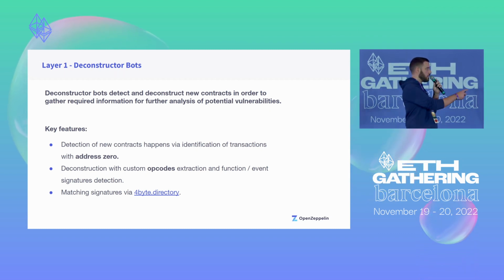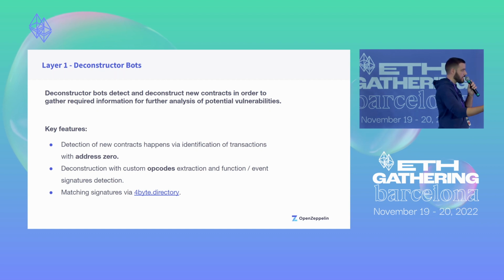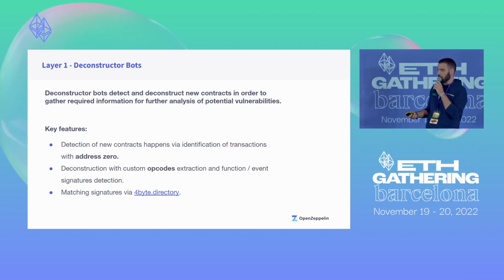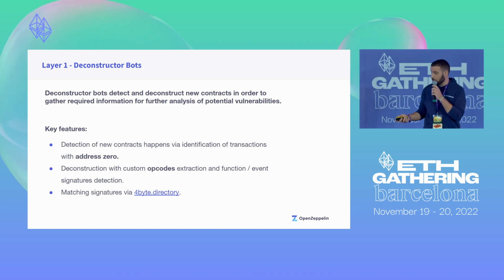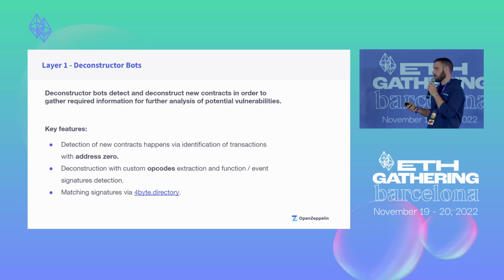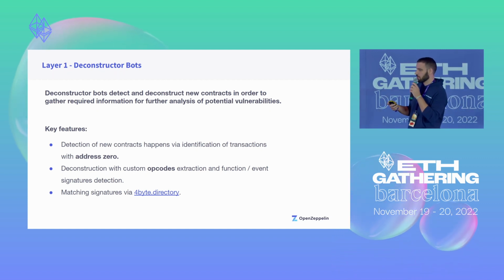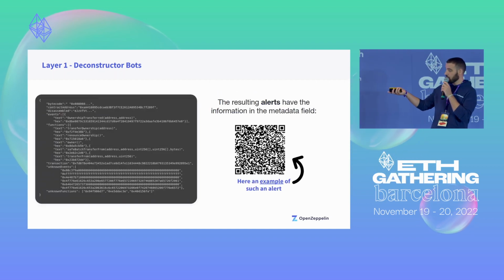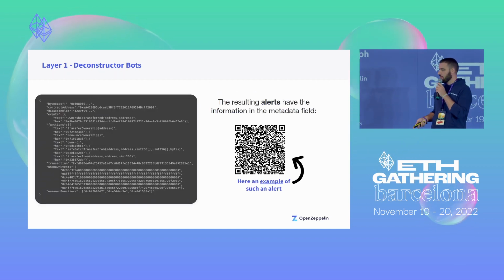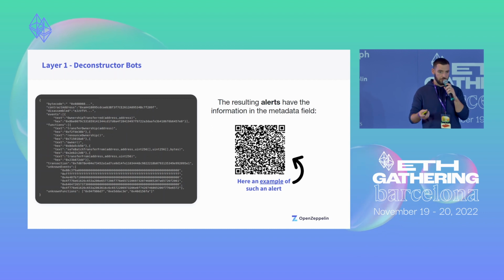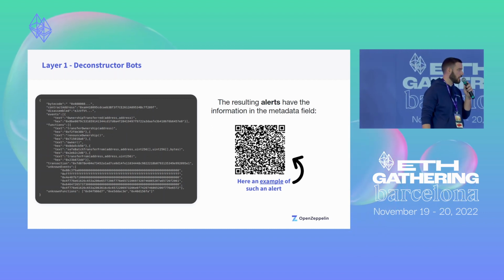It detects newly deployed contracts with transactions to the 0 address with some code in it. That means a contract is possibly deployed. We can extract the bytecode out of it. And with the bytecode, we can do the opcodes list and try to understand functions and event signatures. And what it does is also matching those against 4-byte directory. 4-byte directory is the biggest database out there that matches function signatures and event signatures with function definitions with their names.